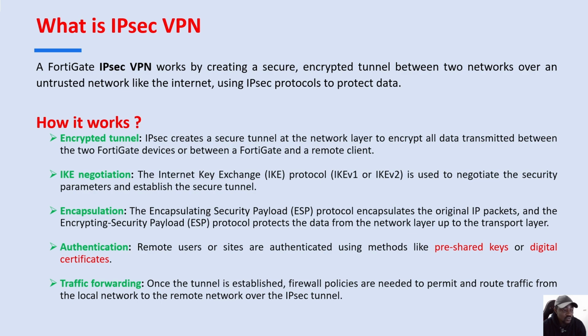After this, the two firewalls will need to authenticate. Authentication will be done either through a pre-shared key or through a digital certificate. This will be used by remote users and sites to authenticate on each device. After all this is established, to let traffic go through, we need to set up firewall policies to let the traffic go through.